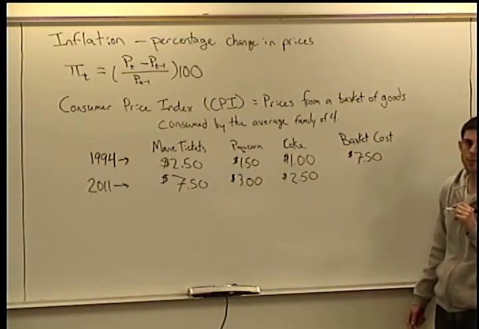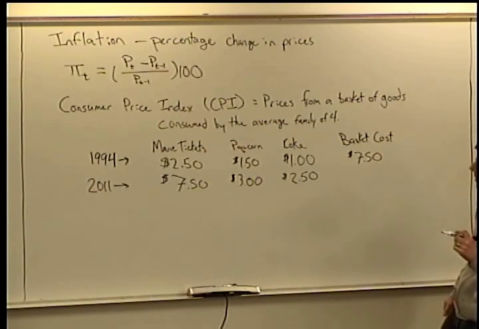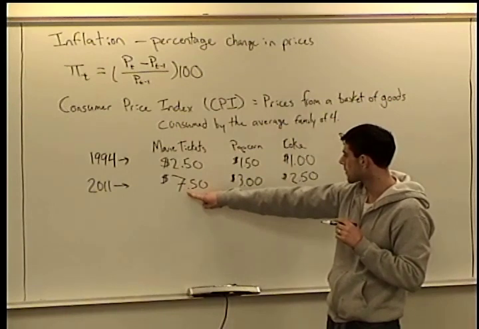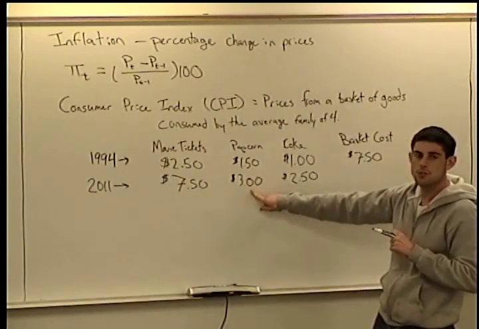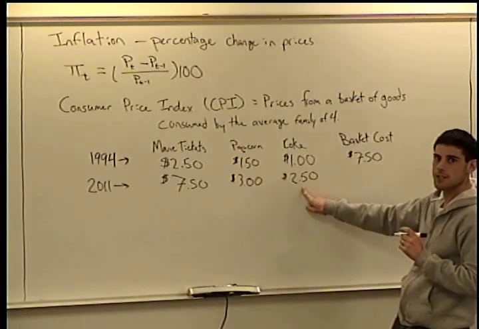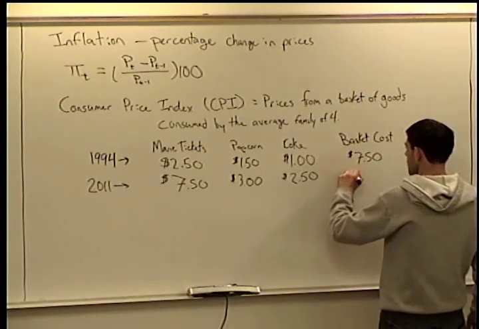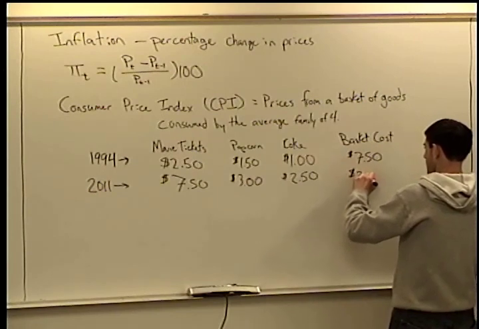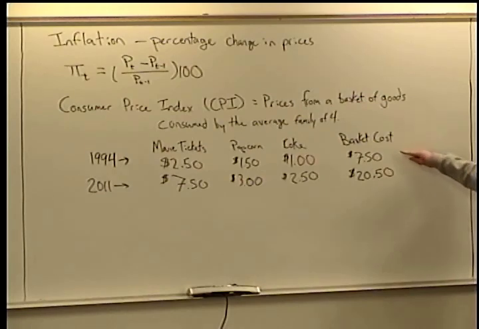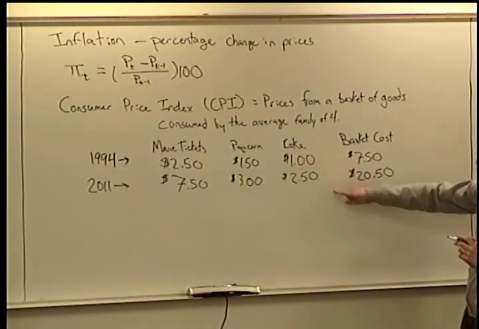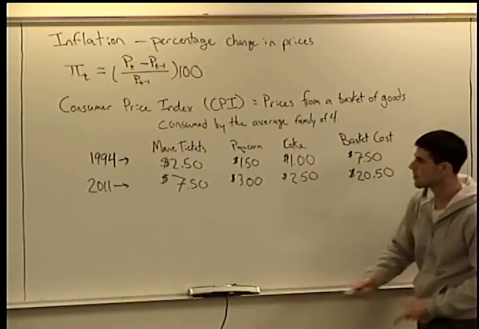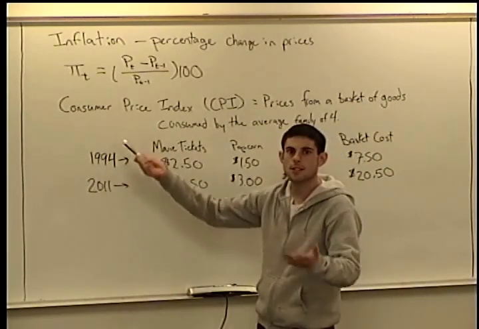a Coke. In 2011, I had to buy 2 movie tickets at $7.50 each, so that's $15. Plus a popcorn was $3, so we're at $18. Plus a Coke, which is $2.50, so we're at $20.50. Okay, so overall, this basket has changed from $7.50 to $20.50 over these 16, 17 years.